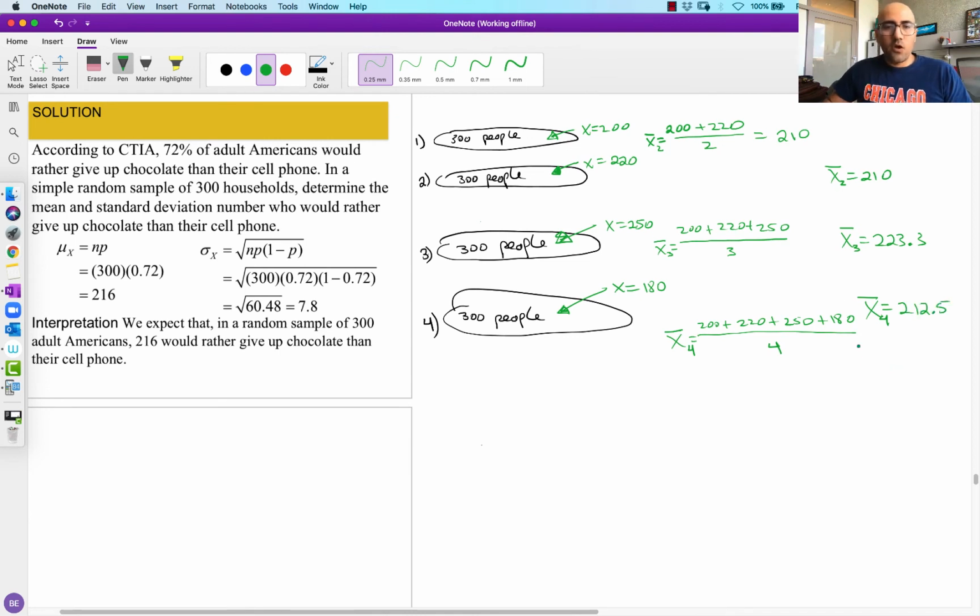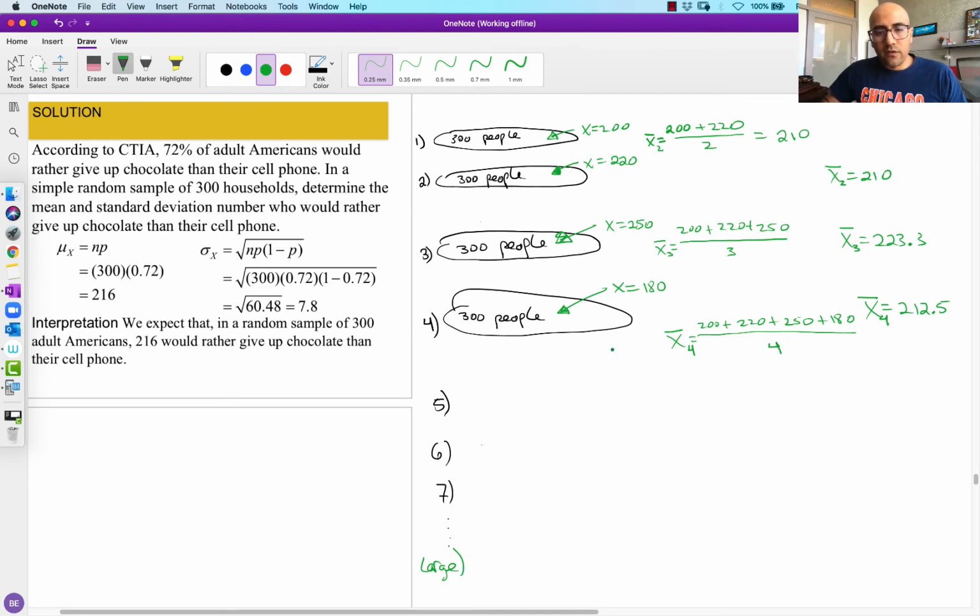212.5. Okay, well, you get the idea. We keep going. Maybe we have a fifth group. Maybe we have a sixth group. Maybe we have a seventh group, right? So we keep going until there's a large number of groups. Large, whatever that means. Maybe there's 100, maybe there's 1,000, a large number of groups.